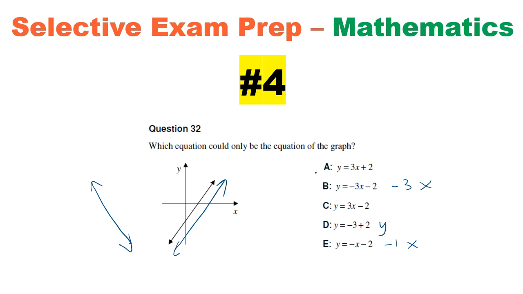And here y equals -1. That's just a constant. There's actually no x here, so that would be a line which is parallel with the x-axis. That is also wrong. So it's either A or C.